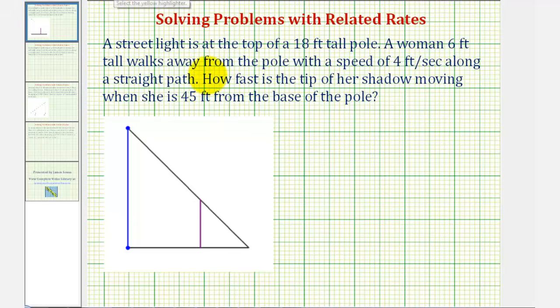A street light is at the top of an 18-foot tall pole. A woman 6 feet tall walks away from the pole with a speed of 4 feet per second along a straight path. How fast is the tip of her shadow moving when she is 45 feet from the base of the pole? Let's let this be the light pole.